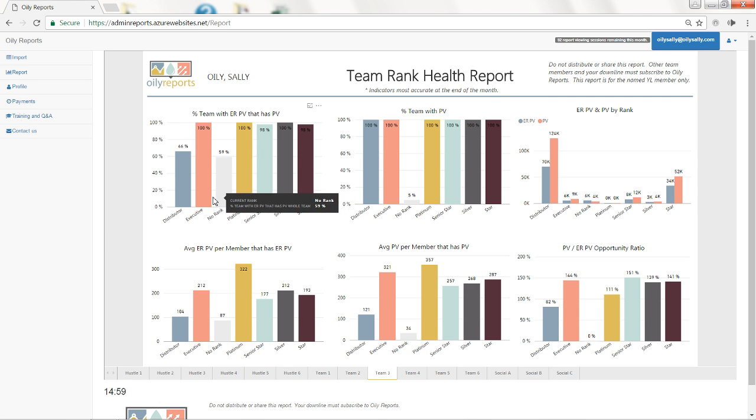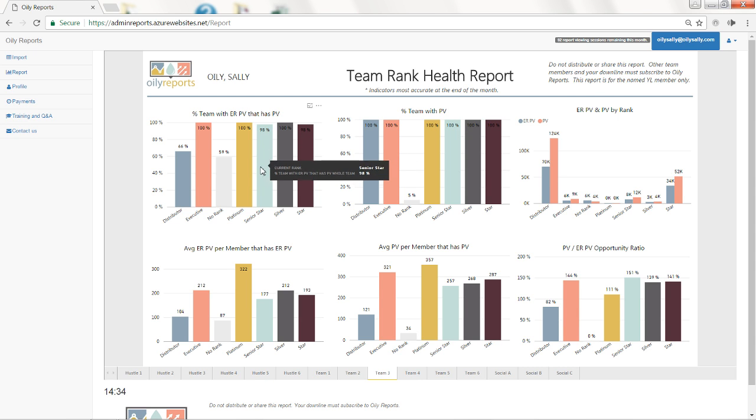You want to see where the average is and what's different. So this first one shows you the percentage of your team that has ER PV on. So, the percentage of your team that has any ER PV. You can see you've got quite a few ranks at 100%, but here you've got 98% at senior star and 98% at star.